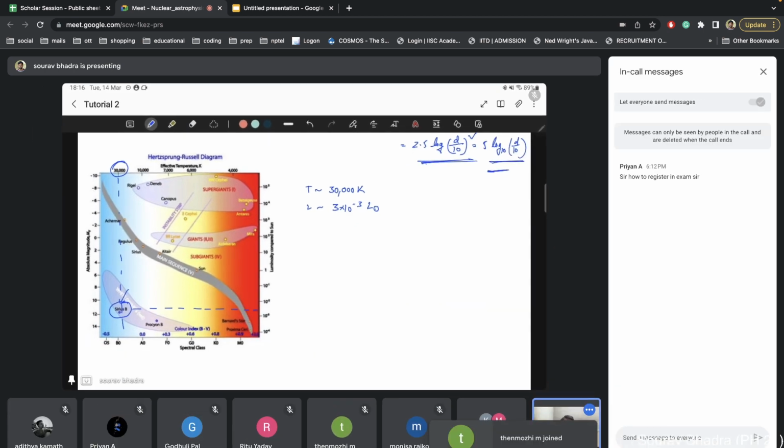So how to Priya I have asked how to register in the exam. So that I actually don't know how to register. I will try to find it out and will let you know. Okay.